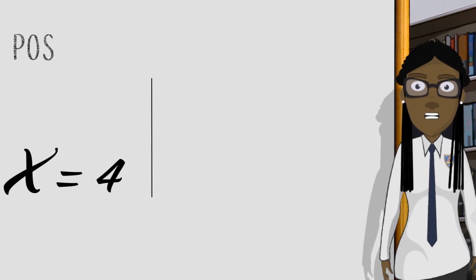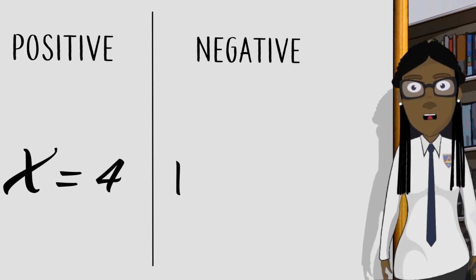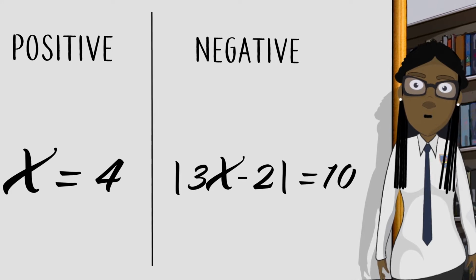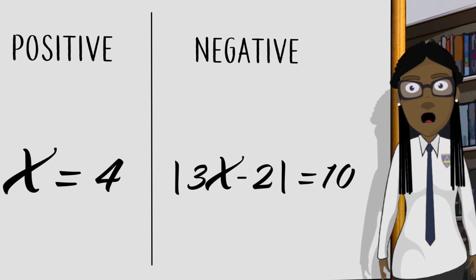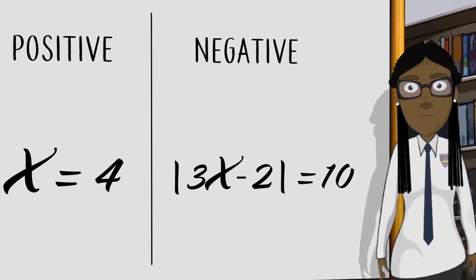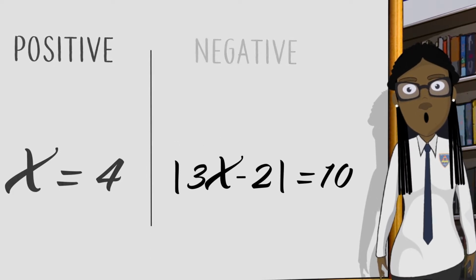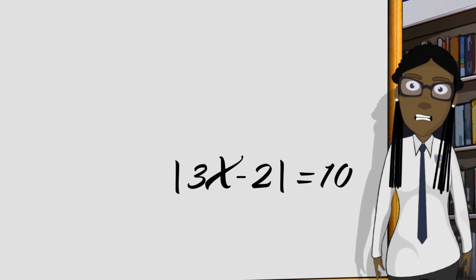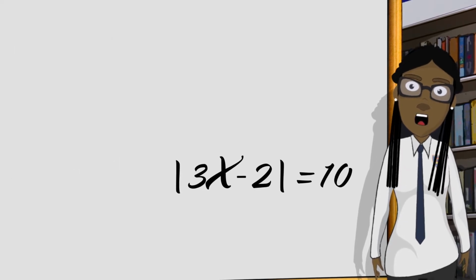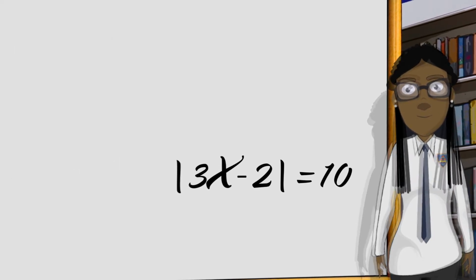We have to remember that an absolute value can be the result of either the positive or negative variation of the same number. In this problem, 4 is the positive variation of our absolute value, but we still need to solve for the negative variation. How do we do this? We start by going back to the isolated absolute value.